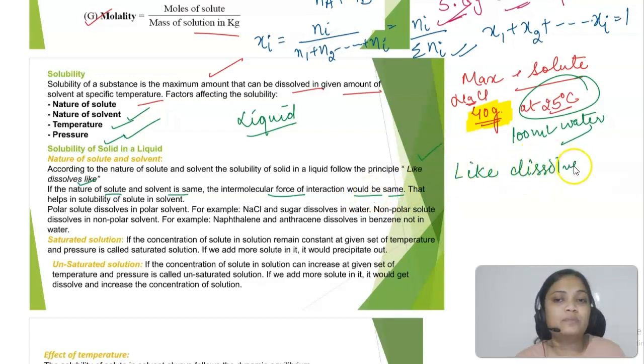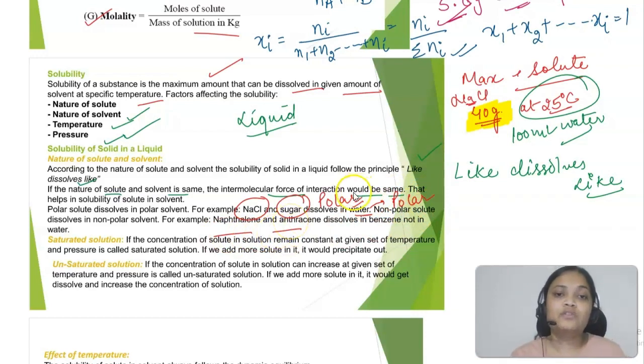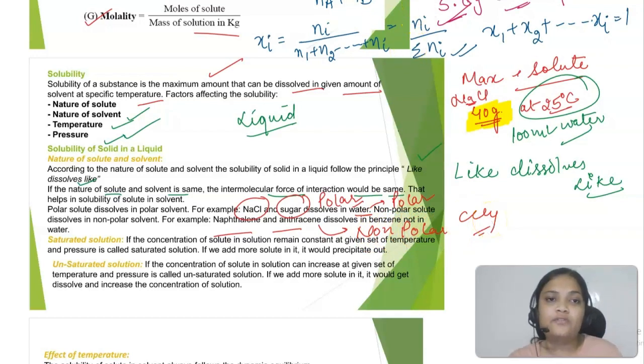It means polar substances will dissolve in polar solvents and non-polar substances will dissolve in non-polar solvents. For example, sodium chloride and sugar are polar, so they will dissolve in a polar solvent, which is water. Naphthalene and anthracene are organic compounds, so they are going to dissolve in non-polar solvents only, for example benzene or carbon tetrachloride or any other non-polar solvent. So that is the meaning of like dissolves like.